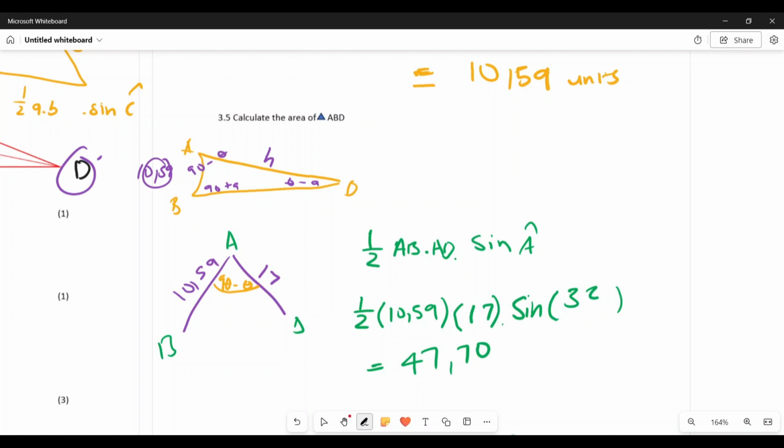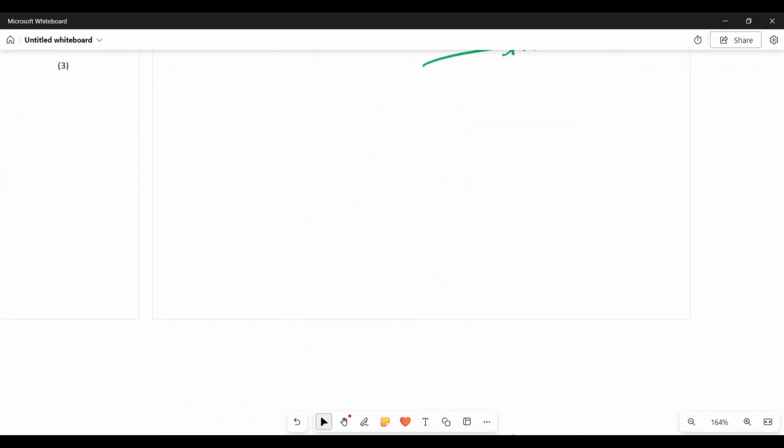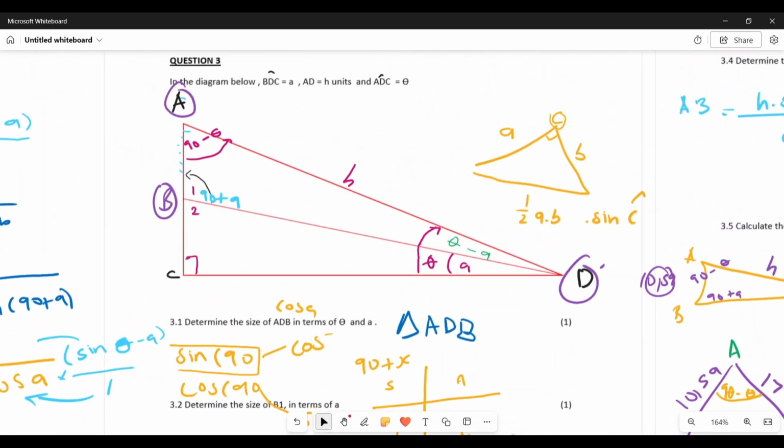If this is in terms of meters, I would have said meters squared or units squared. But this would represent the area of my triangle ABD, right? And this would be all for this question. Remember, if ever you have any questions, always feel free to reach out.